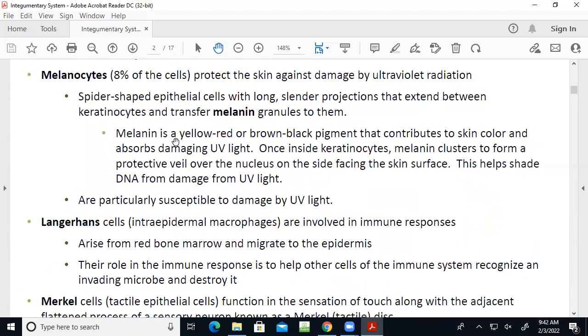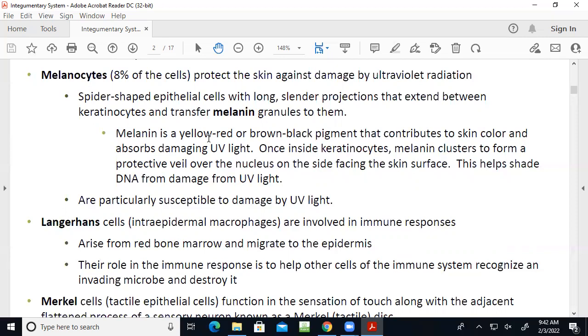So what is melanin? It's a yellow, red, or brown-black pigment that contributes to your skin color and absorbs damaging UV light. So in other words, whether you're light skinned, dark skinned, whether you tan very well is all dependent upon the type of melanin that you produce and how much. Okay, and most of that relates to your genetics.